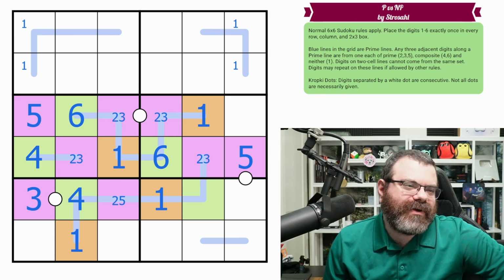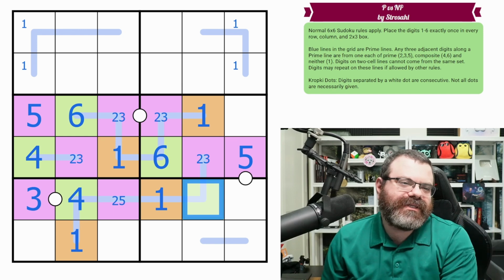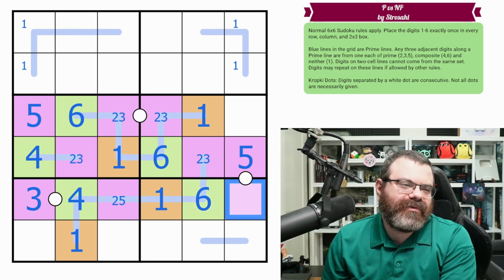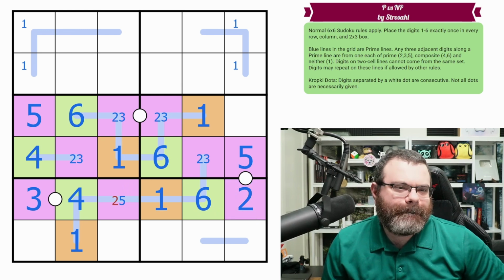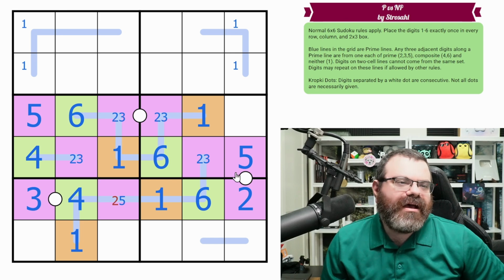Oh, I might have to go back quite a bit. Where did I make my mistake? This would be 6. This would be purple as a 2 or a 5, but 2 and 5 are definitely not consecutive. Darn it. Where did I make my mistake? This could have been the 5.